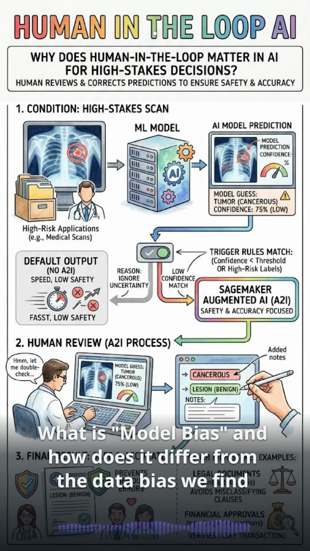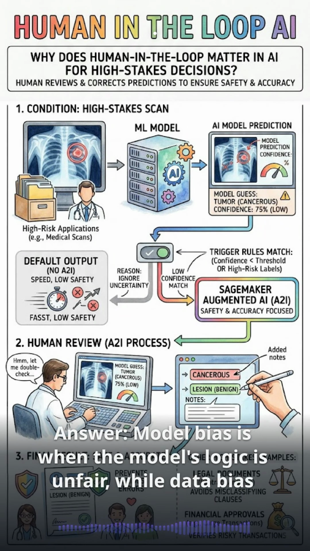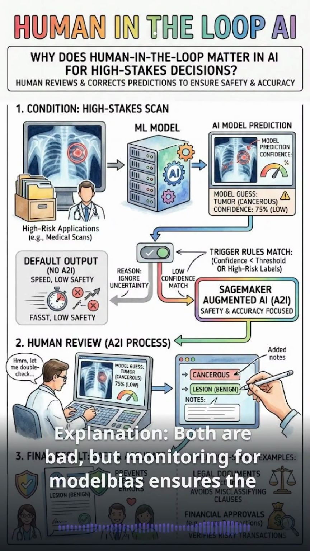86. What is model bias, and how does it differ from the data bias we find during the training phase? Model bias is when the model's logic is unfair, while data bias comes from the examples used to teach it. Both are bad, but monitoring for model bias ensures the system stays fair even as the real world changes.